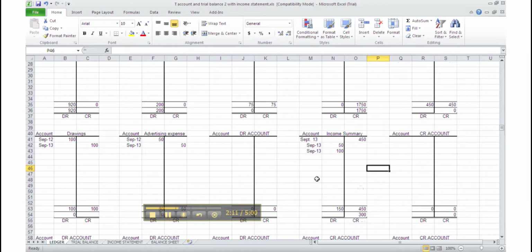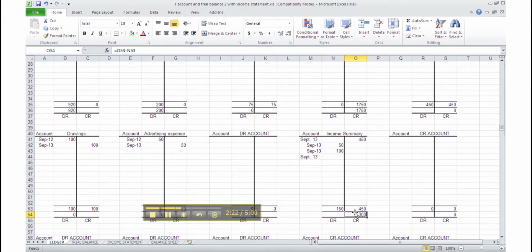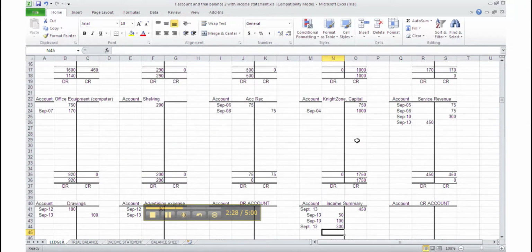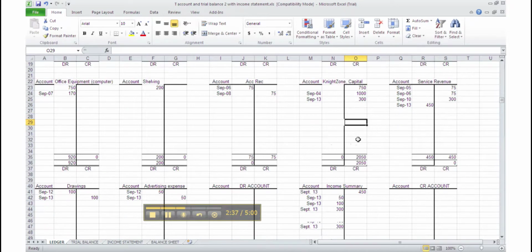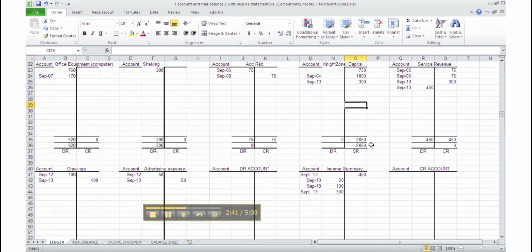We need to close income summary, and we will close it into owner's equity. So to close it, let's get that balance to 0. There it is. And on September 13th, we will close it. So we will debit. Our debits equal our credits. All right, so our owner's equity has increased.